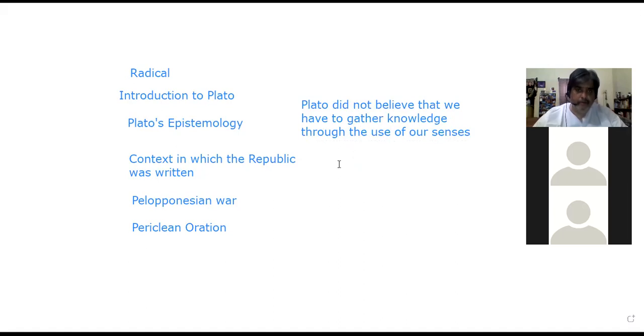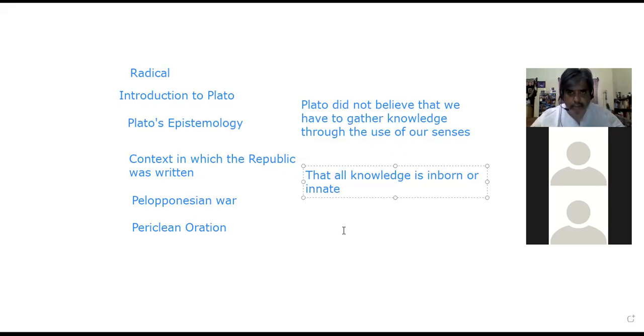He believed that all knowledge is inborn or innate. That is a better word than inborn. I have put it as inborn, not a very good word to use. Let me simplify it: innate is that which is there in your mind right from the time of your birth.